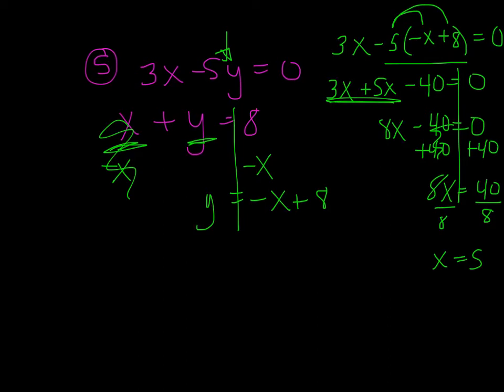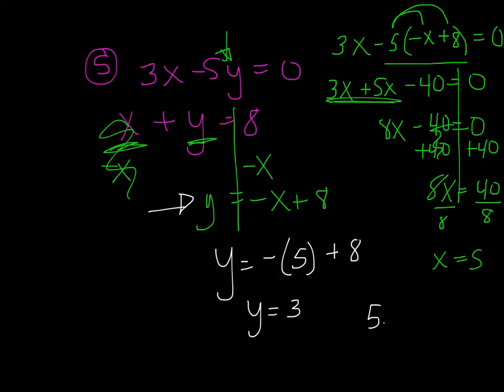Now I just need to find my y. So I'm going to plug it into the equation that's solved for y, just like we did in the last one. Where I see an x, I'm putting in a 5. I have negative 5 plus 8, which is 3. So my solution is 5, 3. That's my answer.